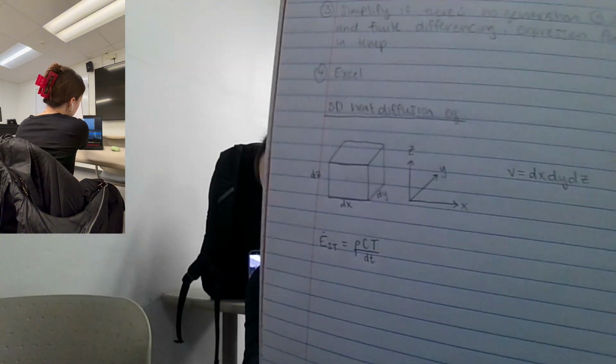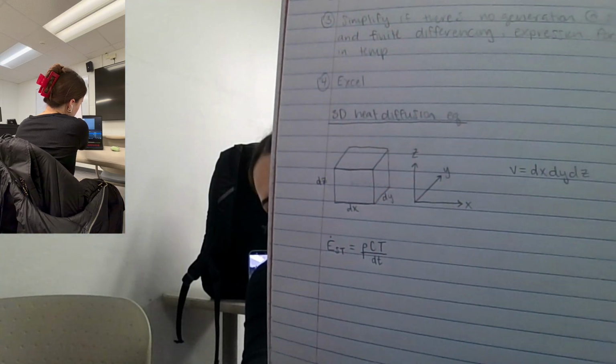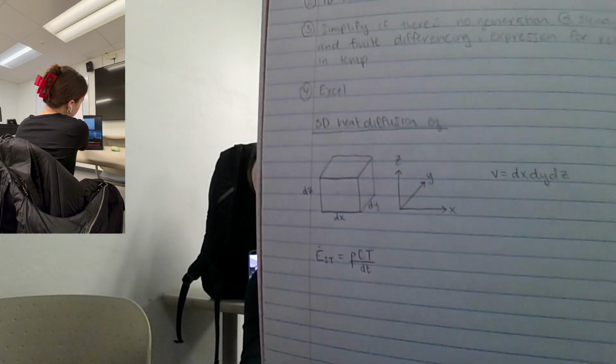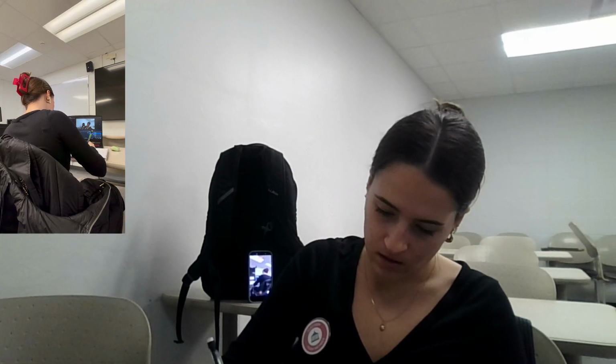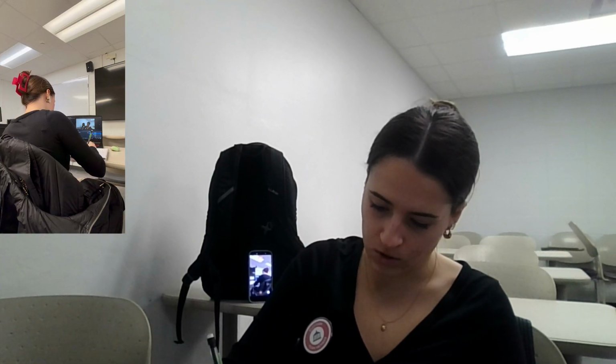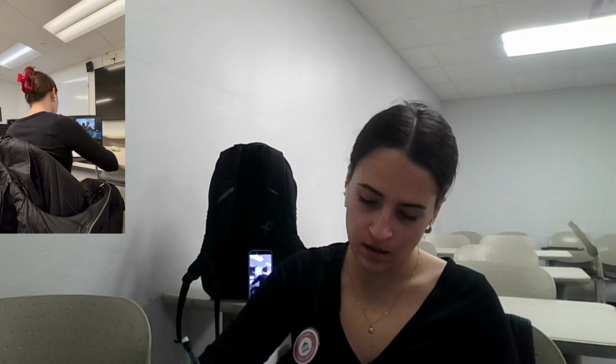So that's what I have so far right here. Density times heat capacity times temperature over the change in time. But we are looking at the total volume of our cube, so that's also multiplied by the volume, which is dx, dy, dz. So this is our equation for the energy storage rate. And once again, that's a rate because we are looking at how it changes over time.